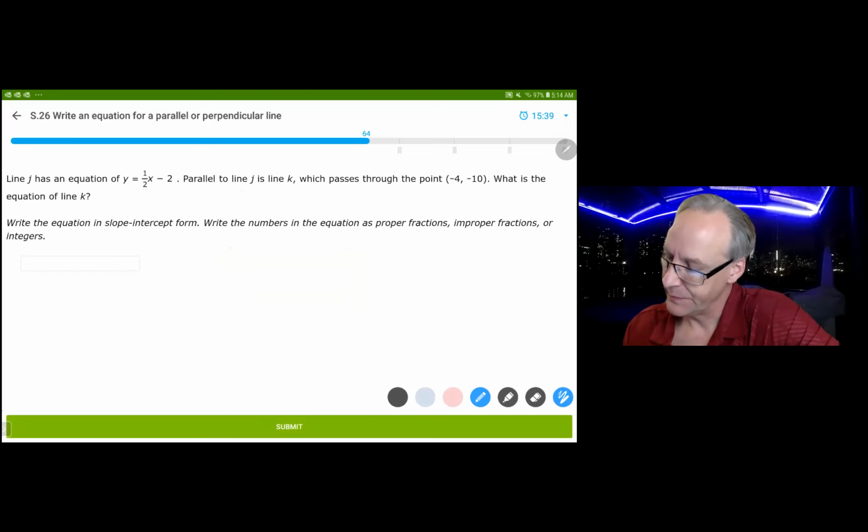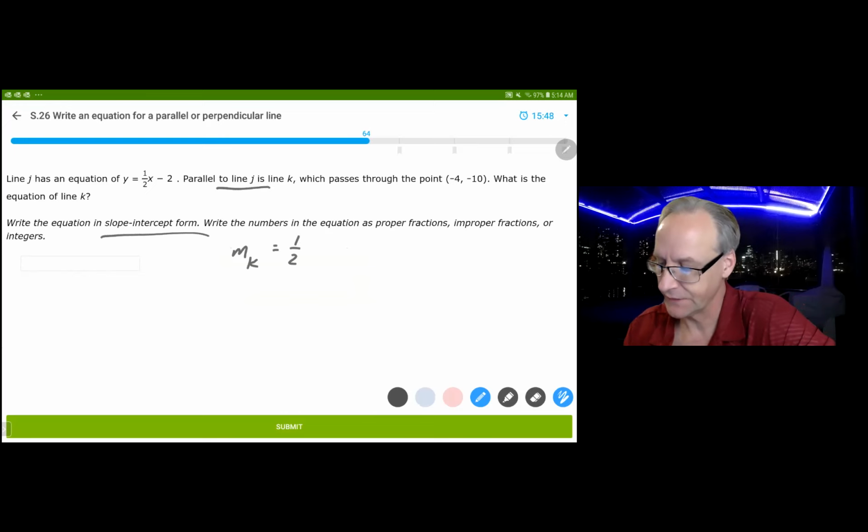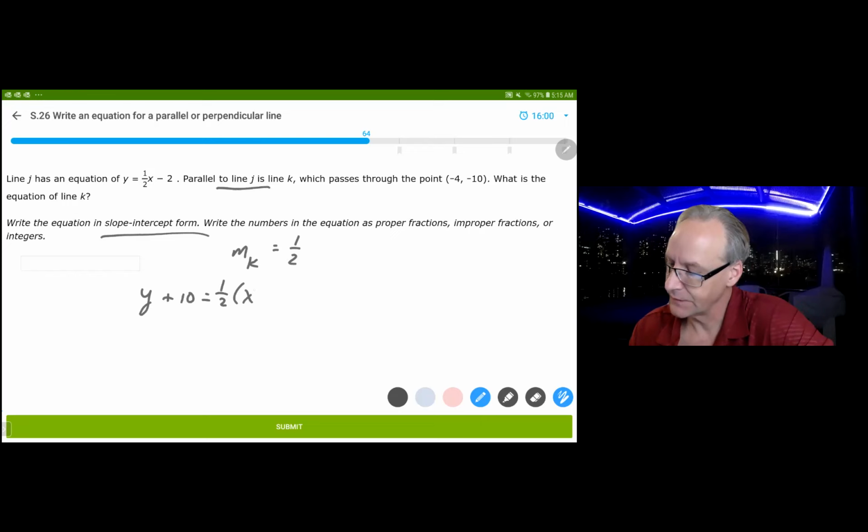We want it to be parallel to line J. So K, the slope of K is 1/2. I wish they'd let us do it in point slope form because there's no work. Look, if I wanted to write this in point slope form, watch how easy this is. I could just write y plus 10 equals 1/2 x minus x plus 4.